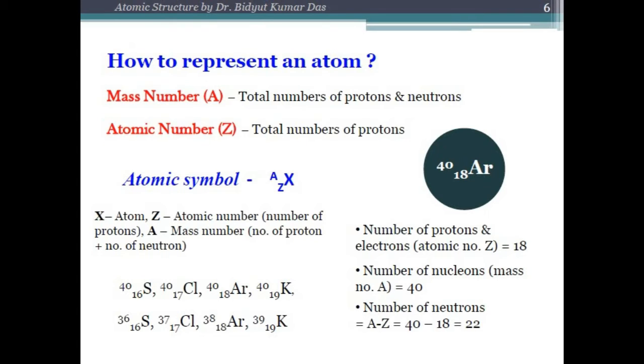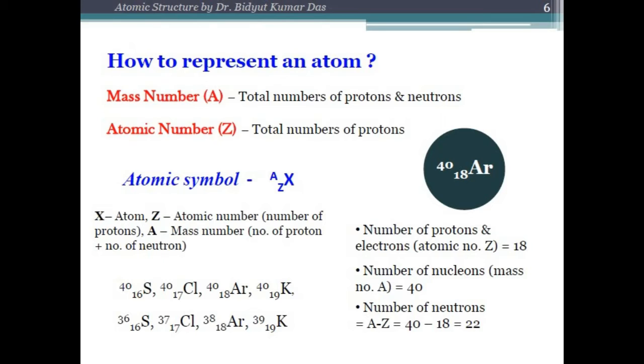Now from Bohr's atomic model, we have learned that electrons are revolving around the nucleus, and the nucleus is composed of protons and neutrons. Now how do we represent an atom? Atoms are represented by two parameters, known as the mass number and the atomic number. The mass number is represented by A, which is the total number of protons and neutrons. These protons and neutrons altogether are called nucleons. Whereas the atomic number is the total number of protons in an atom.